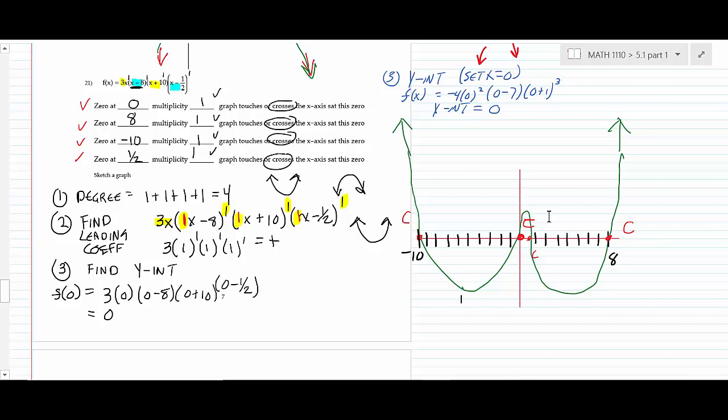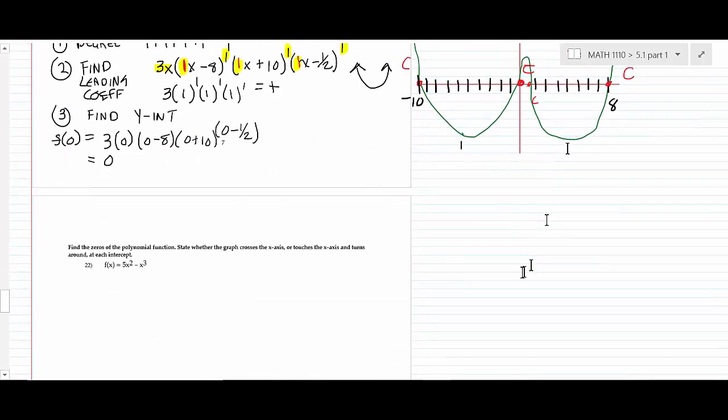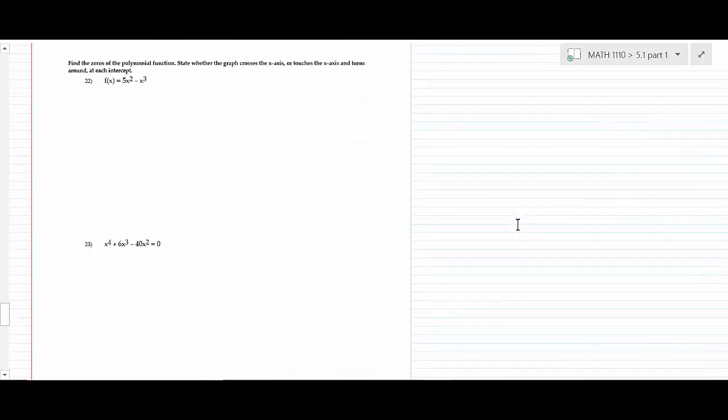Okay, if you didn't quite get that, we're going to do a couple of things similar to this that just add one step to this. Okay, all right. So let's go to the next page. And what we're going to do with this is we're still going to do the same thing. We're going to find the zeros. We're going to state whether the graph crosses the x-axis or touches, and find the intercepts. Okay, so the only thing that's different about this problem is it's not factored, right?